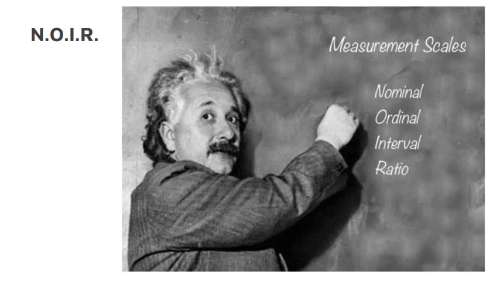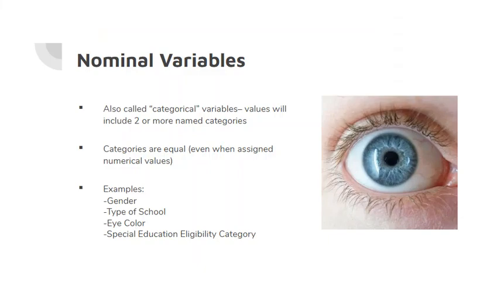Here's Albert. He probably never wrote that on a board in his entire life, but maybe, I don't know. Nominal, ordinal, interval, and ratio. It doesn't really matter to me if you don't remember the exact names. You can always look these up, but do know that measurement scales come in different flavors. A nominal scale is something like eye color, blue, green, brown. It's a type of school, private, public, elementary, secondary, and so on. These are categories and they're nominal, but they're not ordered.